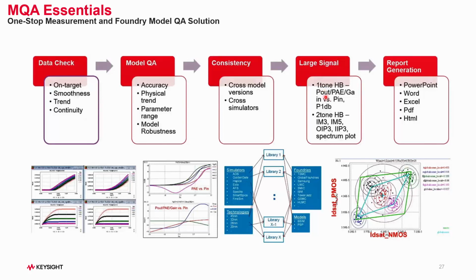balance, looking at power out versus power in, power added efficiency, P1dB. On the two-tone harmonic balance side, it can look at intermodulation distortion, IMD, output or input inferred IP3, for example, and look at the spectrum. And last but not least, it can look at the report generation.